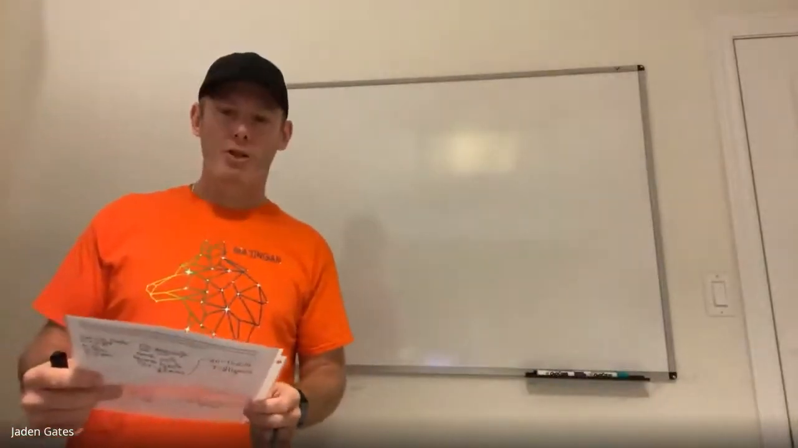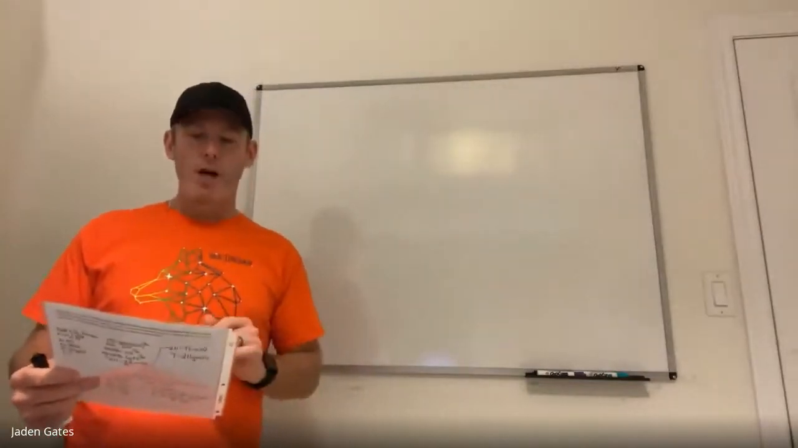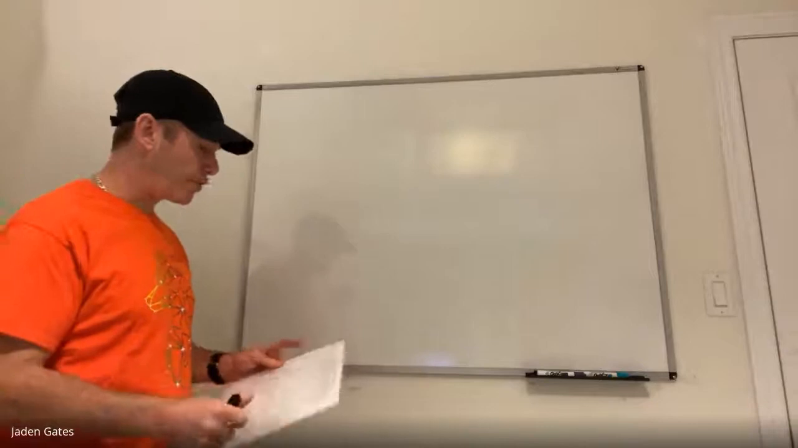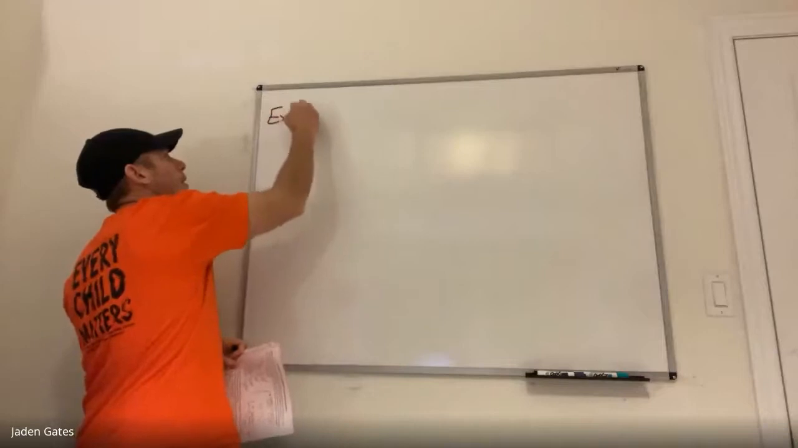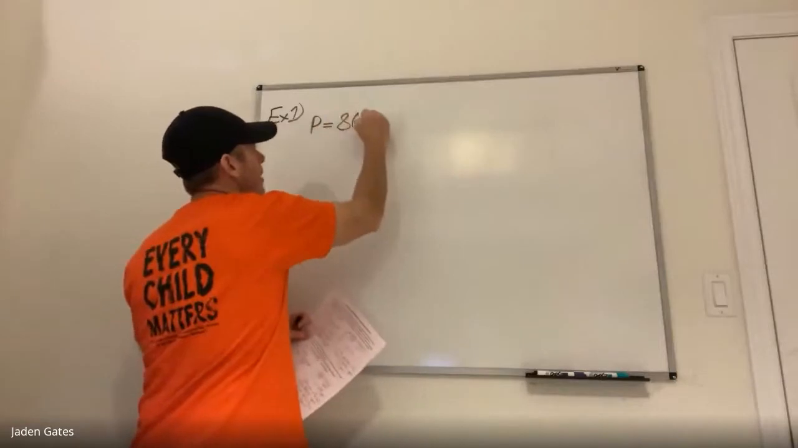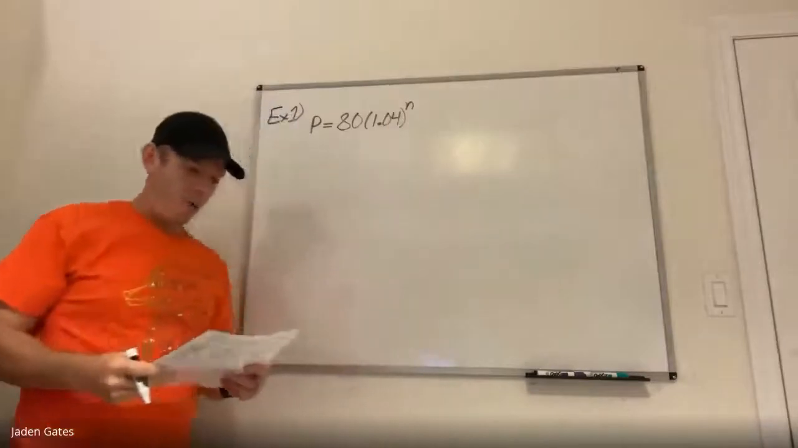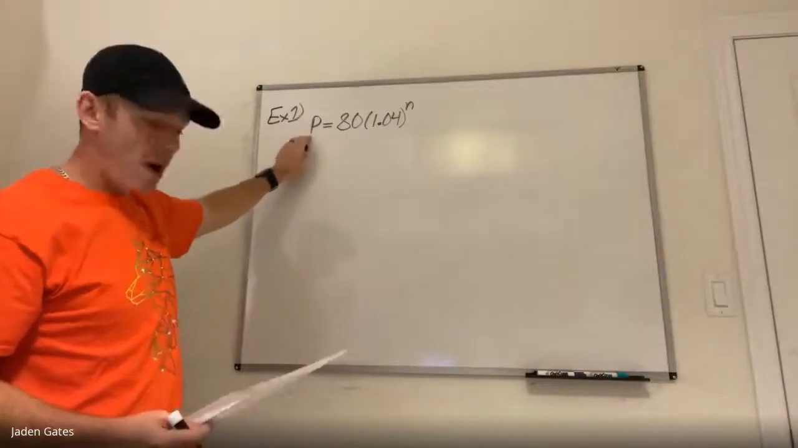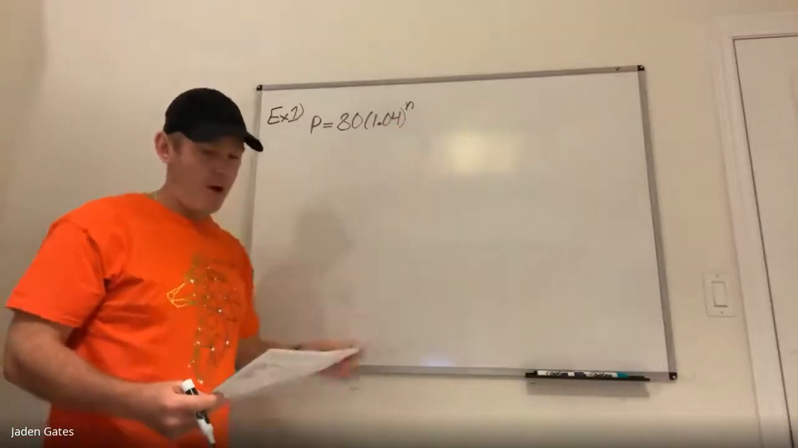A town with a population of 80,000 has been growing at an average rate of 4% for the last 15 years. Assume this growth rate continues in the future. The function that models the town's population growth is, so here we'll write down example one, P equals 80 times 1.04 to the power of n, where P represents the population in thousands, and n is the number of years from now.